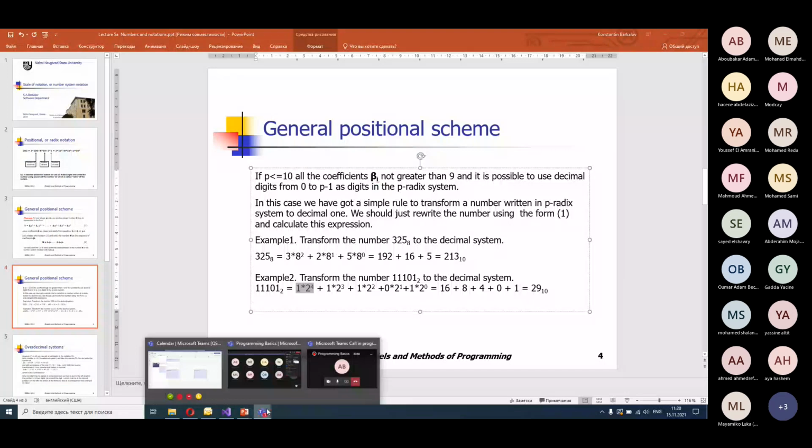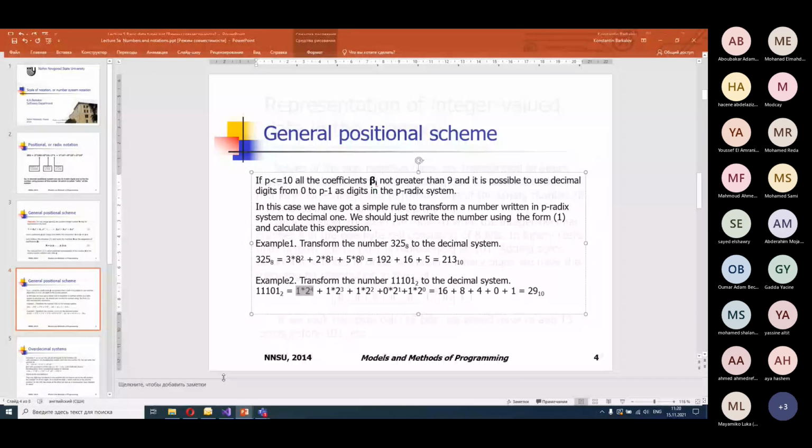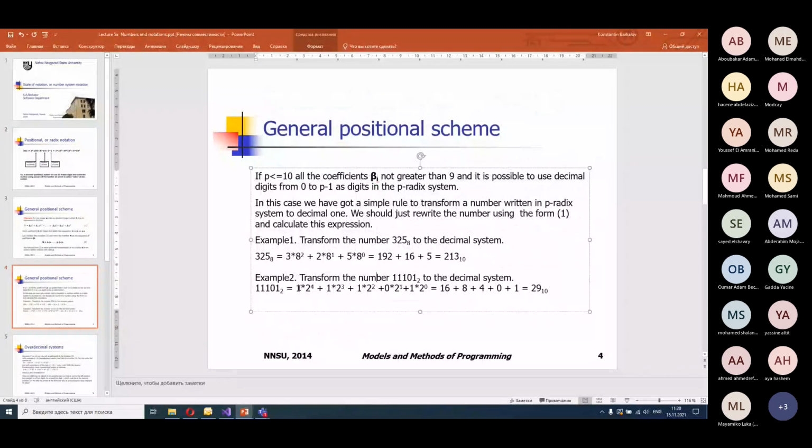Now you understand the idea. And after that, I can compute the powers of 2: 1, 2, 4, 8, 16, and write the corresponding number 29 in decimal system of notation.